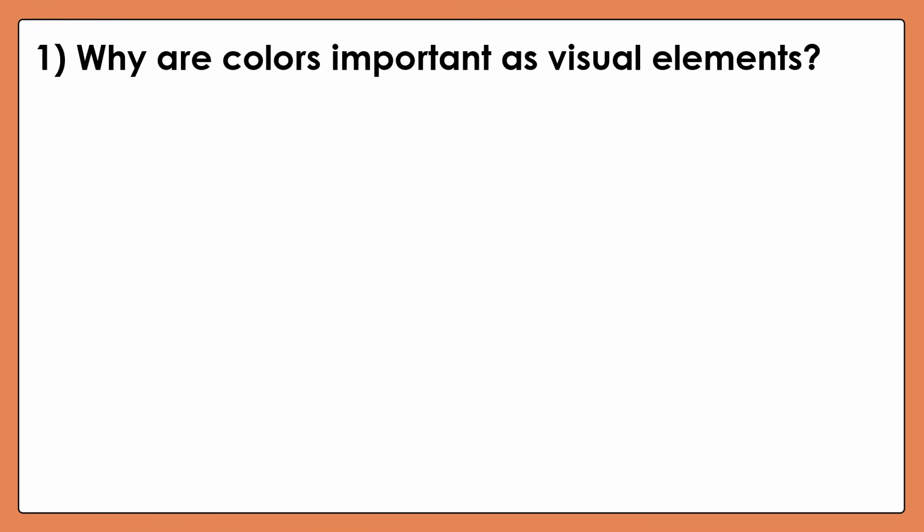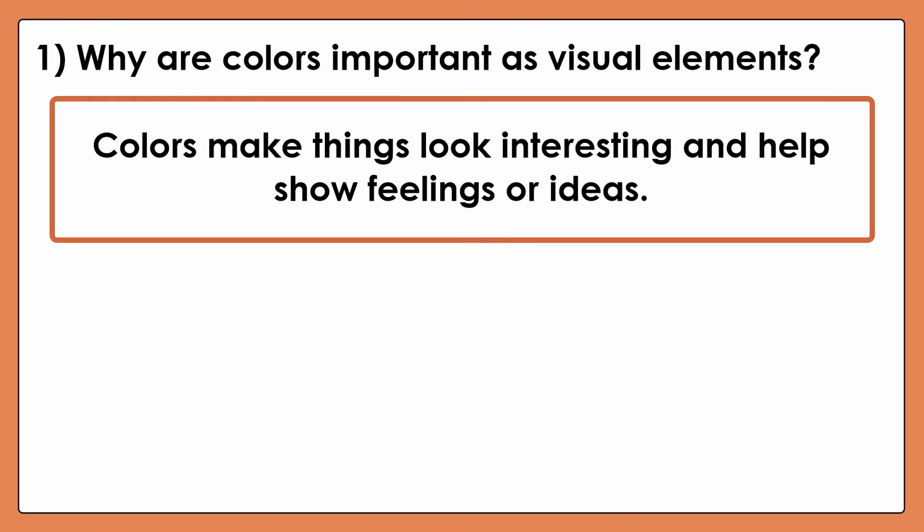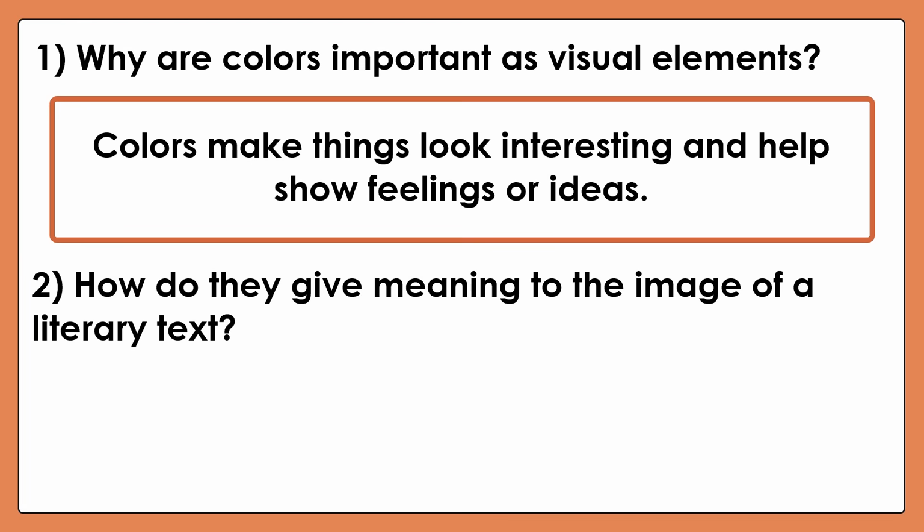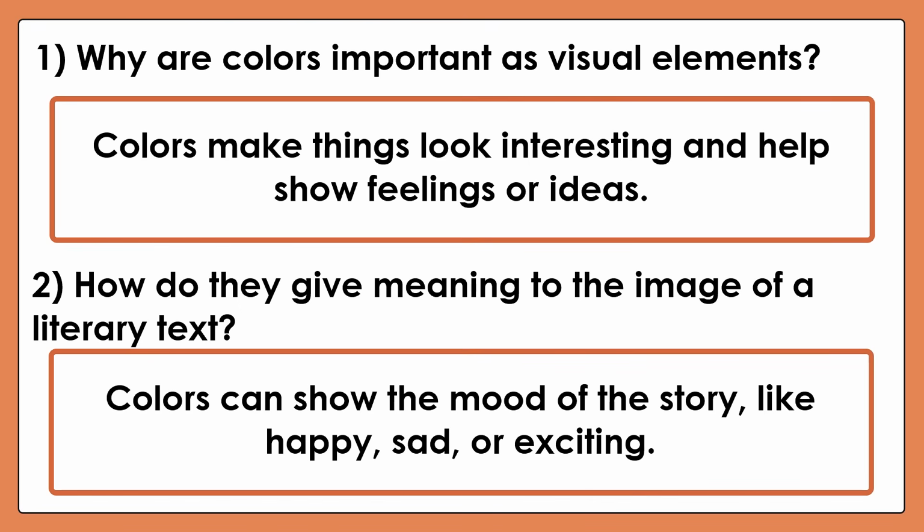Here are the guide questions. First, why are colors important as visual elements? The answer: colors make things look interesting and help show feelings or ideas. Second, how do they give meaning to the image of a literary text? Answer: colors can show the mood of the story, like happy, sad, or exciting.